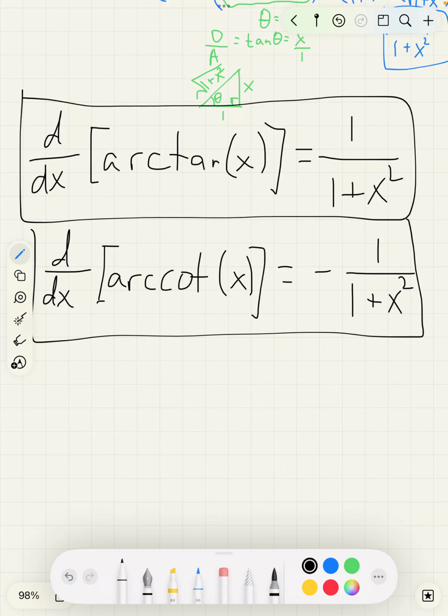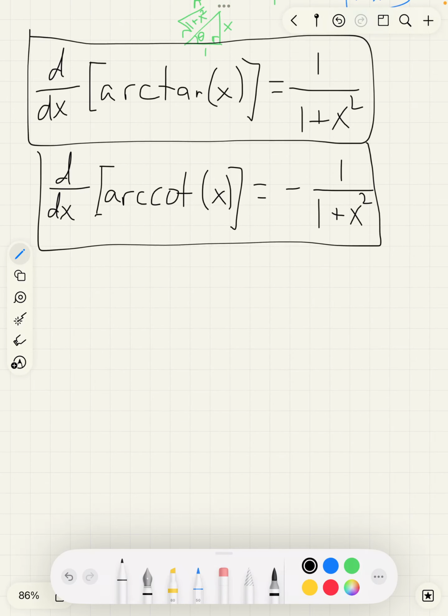I'm not going to go through the derivation of secant and cosecant. Quite frankly, I don't really focus on it in the homework or in the exam, but I do want you to see what they are, right? So that if you decide to look this up on the internet later, you know what is fact and what is fiction.